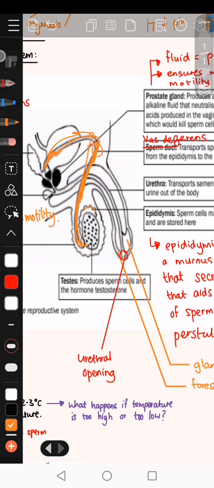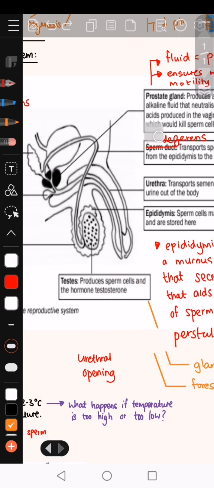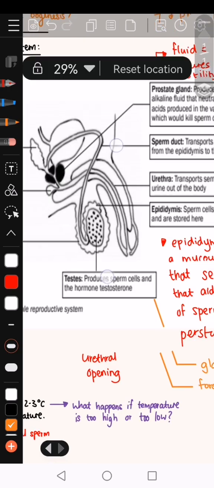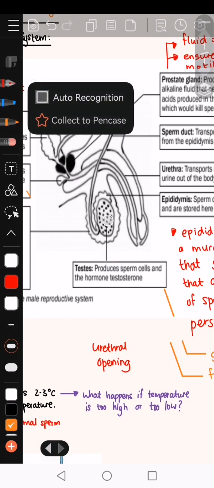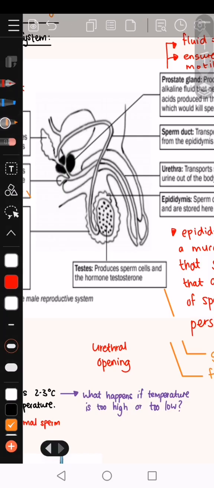So something just popped into my mind quickly. Let's quickly erase all of this, make the drawing nice and clean, and let's quickly do something here. So the testes here is going to produce the sperm. Let's quickly do what I like to call a pathway. The testis here is going to produce the sperm at a temperature that is 2 to 3 degrees below body temperature. So sitting between 34 and 35 degrees Celsius is optimum, right?